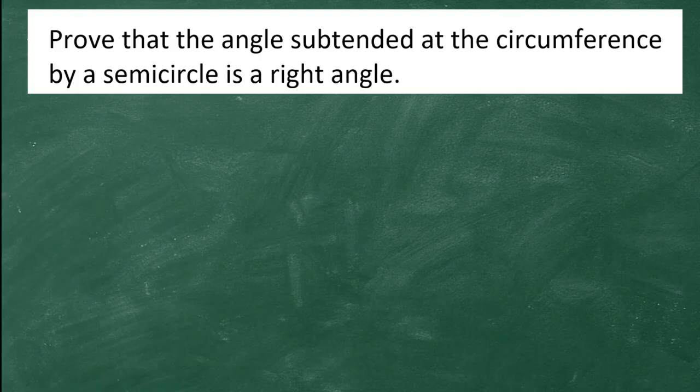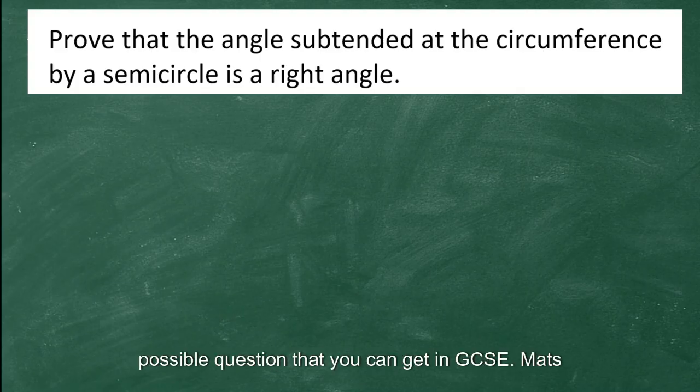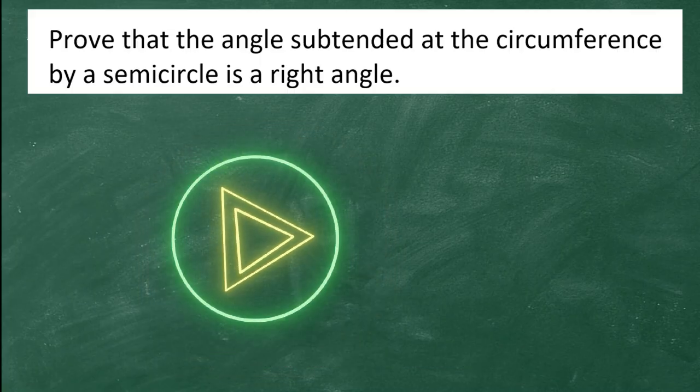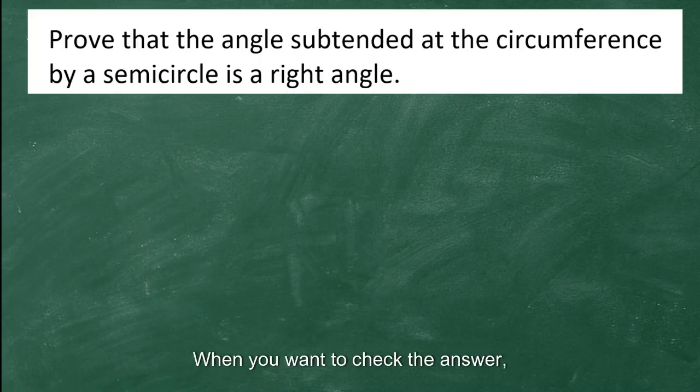Here's another possible question that you can get in GCSE Maths. Prove that the angle subtended at the circumference by a semicircle is a right angle. Please pause the video and see if you can figure this out. When you want to check the answer, press play.